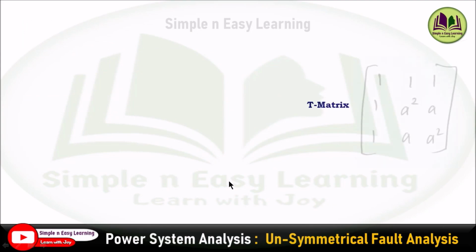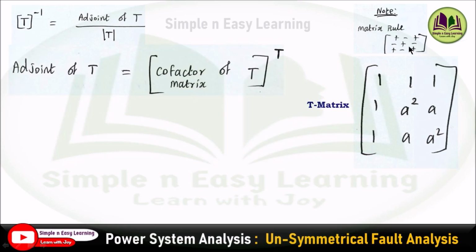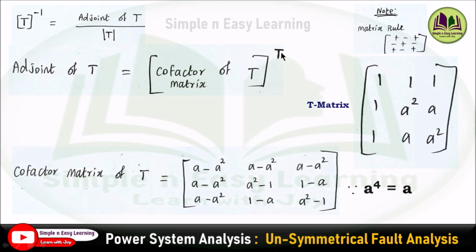For that, consider this T matrix, and T inverse can be represented as adjoint of T divided by determinant of T. We can take the normal matrix inverse, and we can consider the matrix rule also for the sign selection: positive, negative, positive, and negative, positive, negative, and positive, negative, positive. Adjoint of T can be determined using the cofactor of T transpose. So how to determine the cofactor of T?